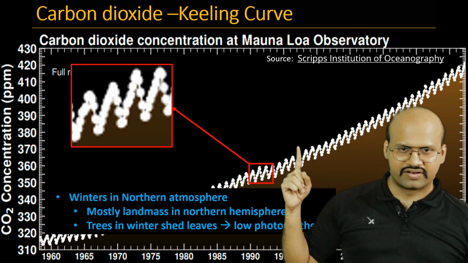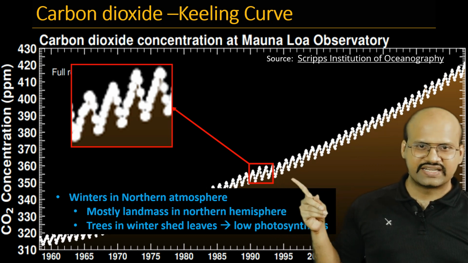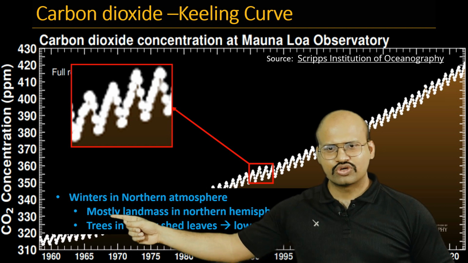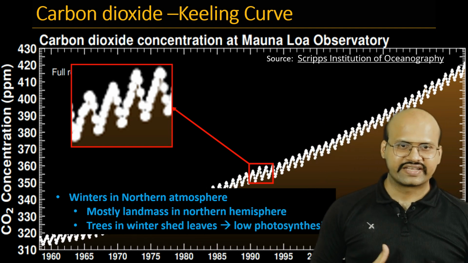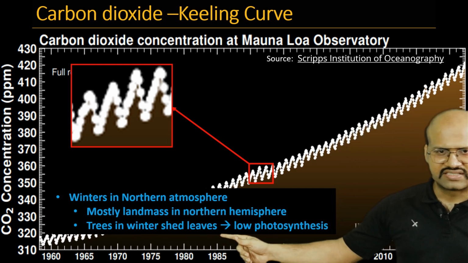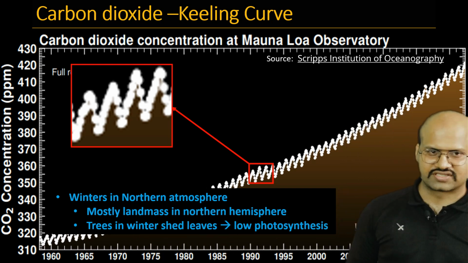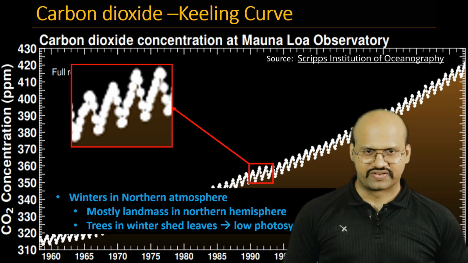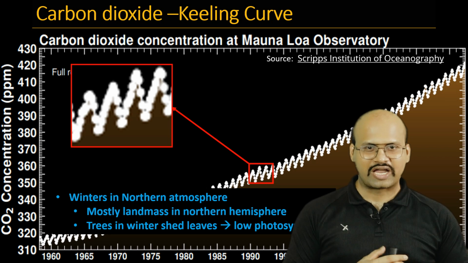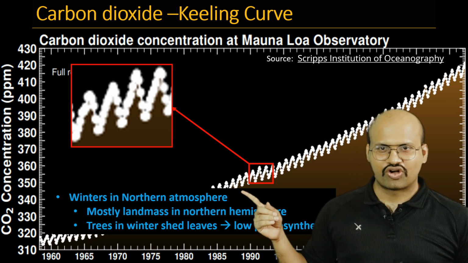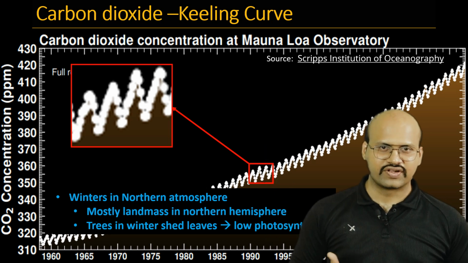Now the reason for this kind of increase and decrease annually is that in the winters in the northern hemisphere, mostly there is land mass. We know that the northern hemisphere has a lot of land mass, and trees in winter shed their leaves, therefore low photosynthesis, therefore a low amount of carbon dioxide is removed from the atmosphere. Therefore there is a large amount of carbon dioxide in the winter on our earth. So we can see that the concentration increases and decreases annually.